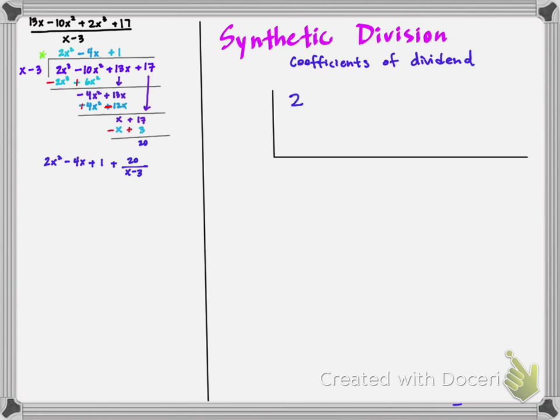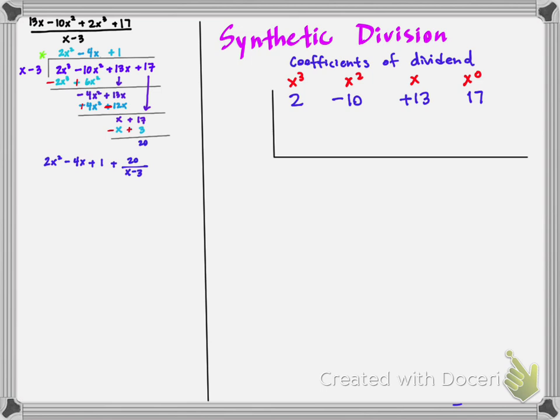We have 2x cubed. If you think about it, the x cubed is up here. You don't need to write the red, I'm just showing it. Then we have negative 10, and again, that would be the x squared term. Then we had positive 13, that would be the x term. And then we had 17, which is the x to the 0 term, also known as just the numbers.